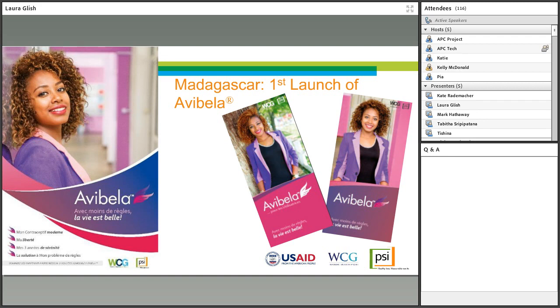French has a very nice, well, maybe it's nice, maybe it's not, rules and periods is the same word in French. So the tagline for Avibella is, with fewer rules or fewer periods, life is beautiful. We are really trying to sell the less bleeding and cramping and potential amenorrhea as not a side effect but a benefit and a reason why women would want to choose this method.